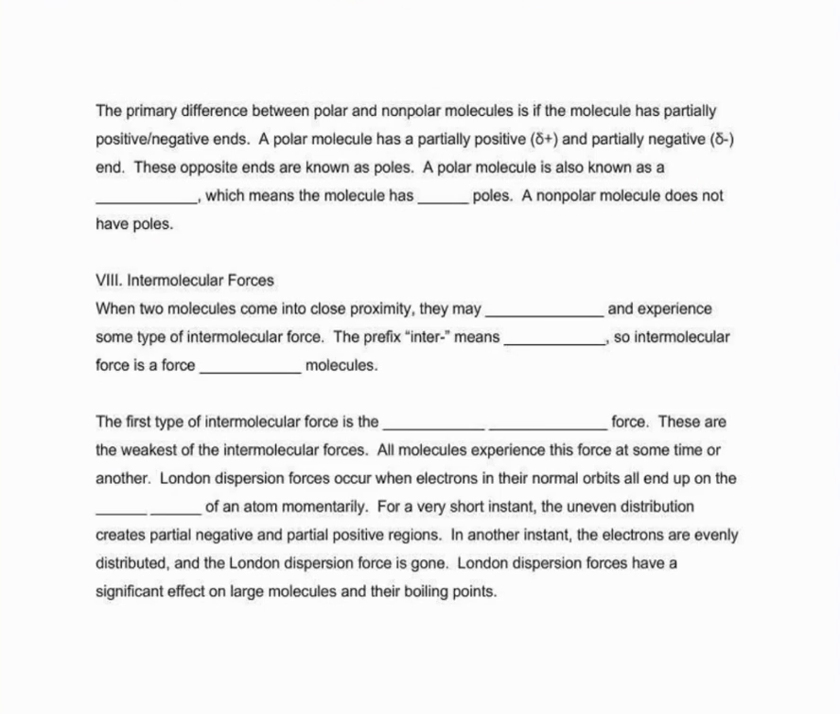So the primary difference between the polar and the nonpolar molecules is if the molecule has partially positive or negative ends. So the polar molecule will have a partially positive end and a partially negative end. So those are poles. A polar molecule could also be called a dipole, which just means that the molecule has two poles. And then the nonpolar molecule, it might have some polar bonds, but the molecule itself does not have poles.